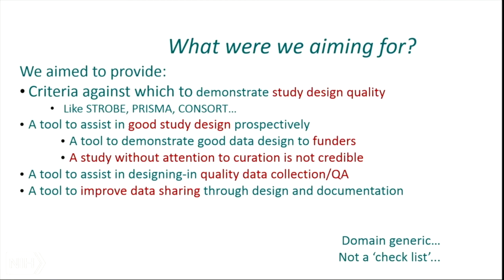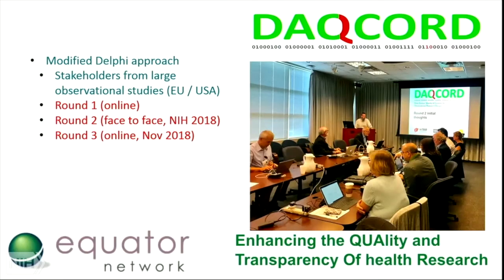We also wanted to create a tool that assists people in designing quality right from the start, and also, as a side effect of that, to improve data sharing through design documentation. Okay? And actually what we realized is that this, in fact, was domain generic. This is not entirely to do with neurosciences. This could be spread to everything. And crucially, this is not a checklist. We're not aiming for another checklist.